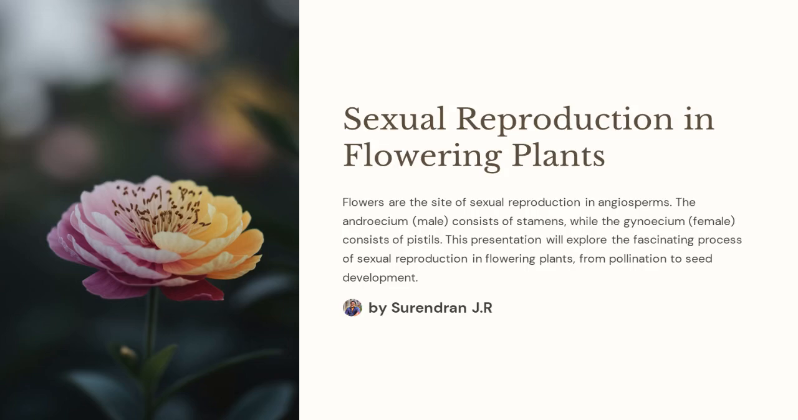Flowers are the site of sexual reproduction in angiosperms. The androecium consists of stamens, while the gynoecium consists of pistils. This presentation will explore the fascinating process of sexual reproduction in flowering plants, from pollination to seed development.